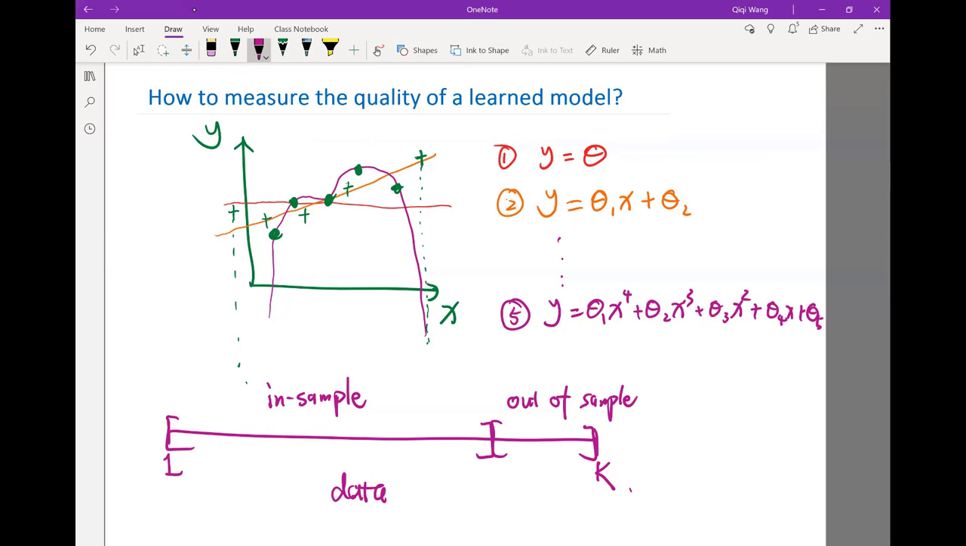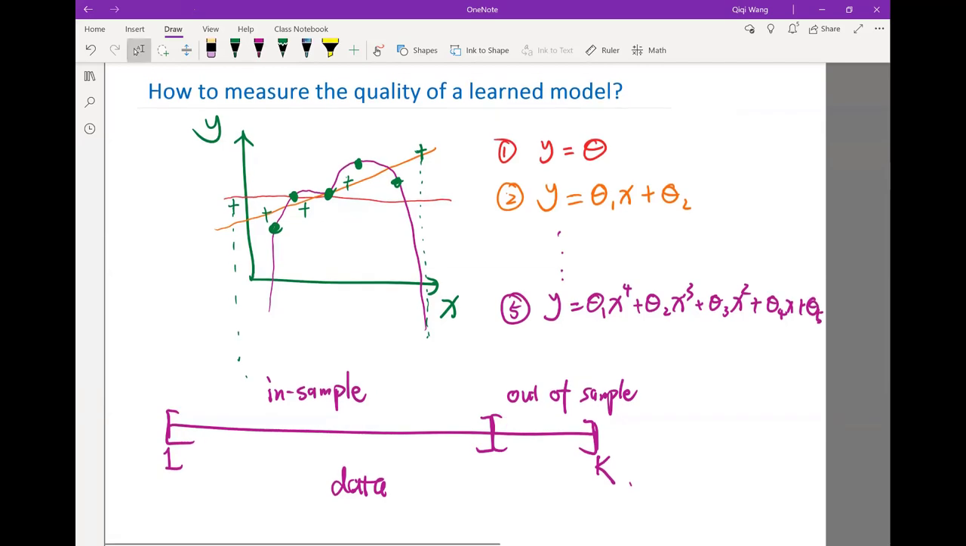You're not allowed to go back and say, oh, I looked at the out of sample, now the model is not good, that means I have to go back and tune my model. That's cheating, right? That means you have looked at the out of sample data and then you went back to improve the model. You already know something about the out of sample data. You have snooped the out of sample data in the process.